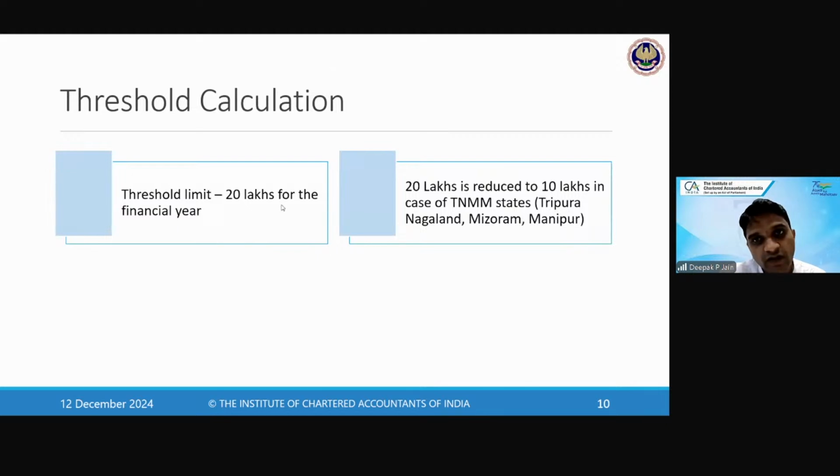Will you apply 20 lakhs for Kerala and 10 lakhs for Mizoram? 10 plus 20, so you are applying 30 lakhs then, Preeti. Mizoram has the lower limit. What about Kerala? Tripura 10, Kerala 20. Mizoram 10, Kerala 20. So 20 will apply.